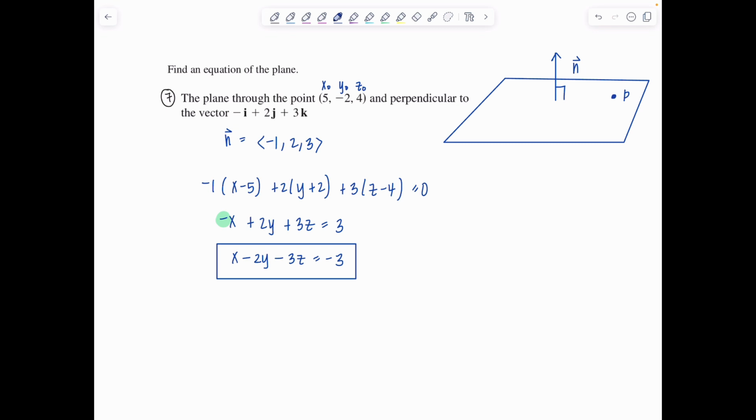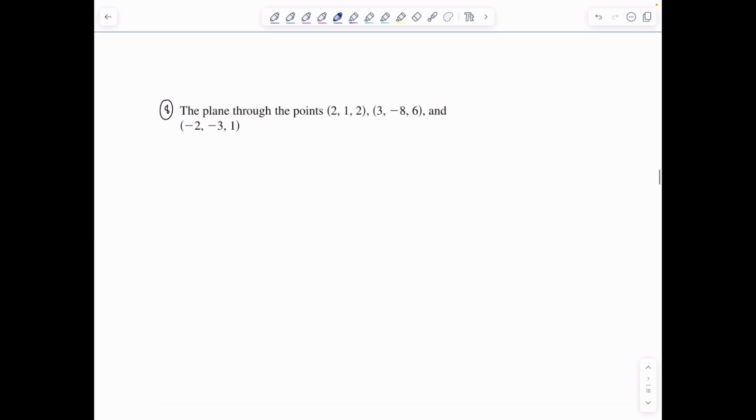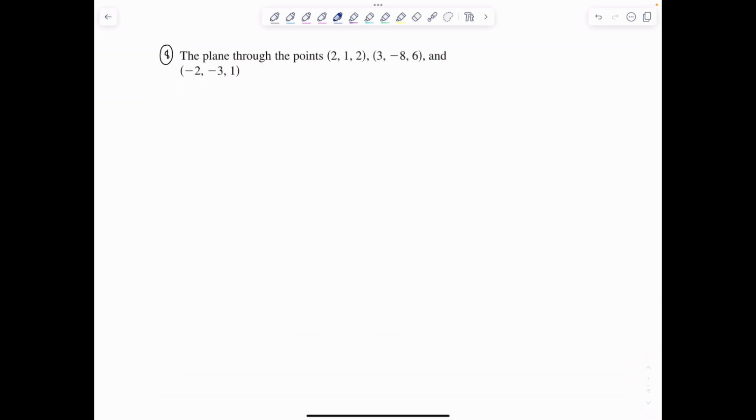Let's be real. Next example. Find the equation of the plane that goes through the points 2, 1, 2, 3, negative 8, 6, and negative 2, negative 3, 1. So let's think about what we're given in this problem versus the last one. Remember, we need a point. We have plenty of those. And then we need a vector normal to the plane. So they just gave me 3 points that were in the plane. Let me call them A, B, and C. They're just floating around, okay?